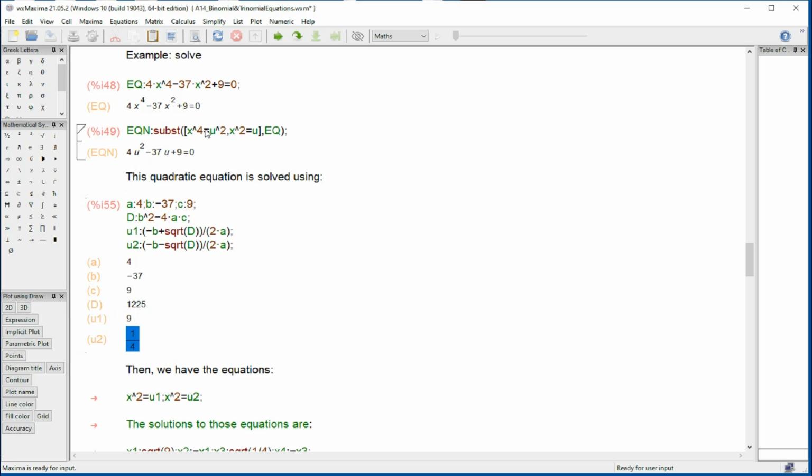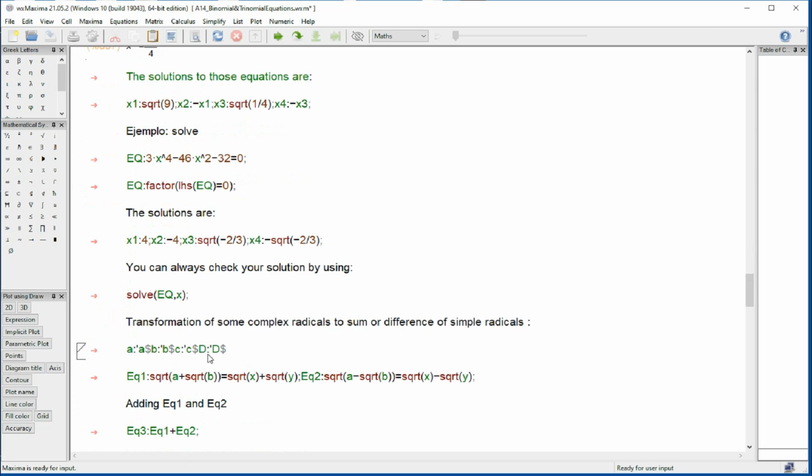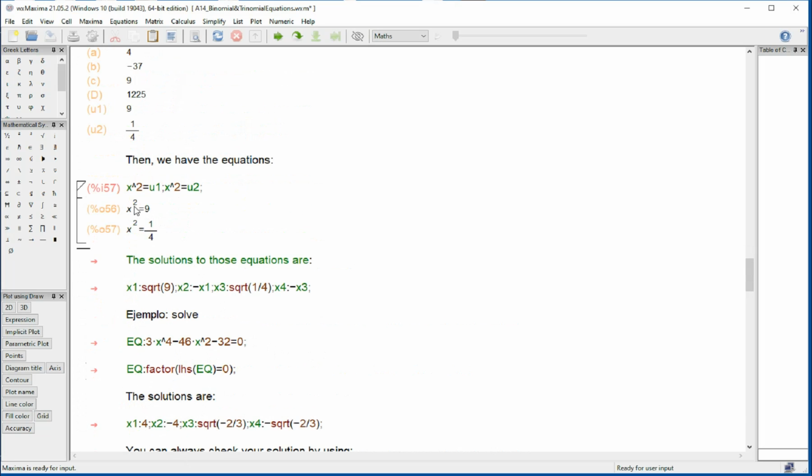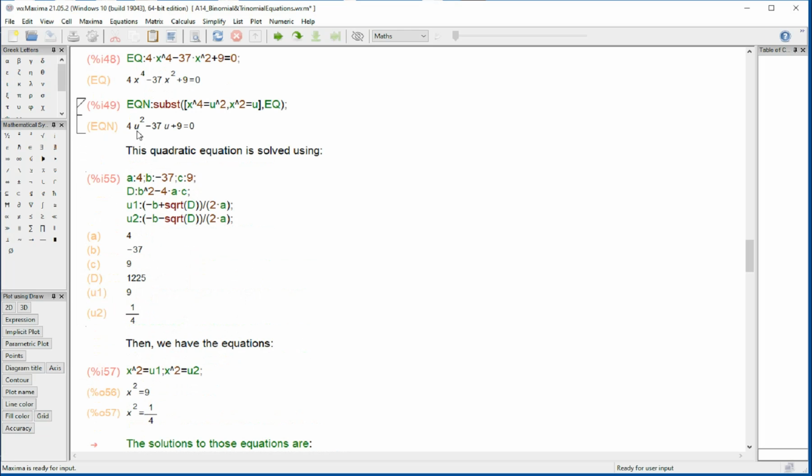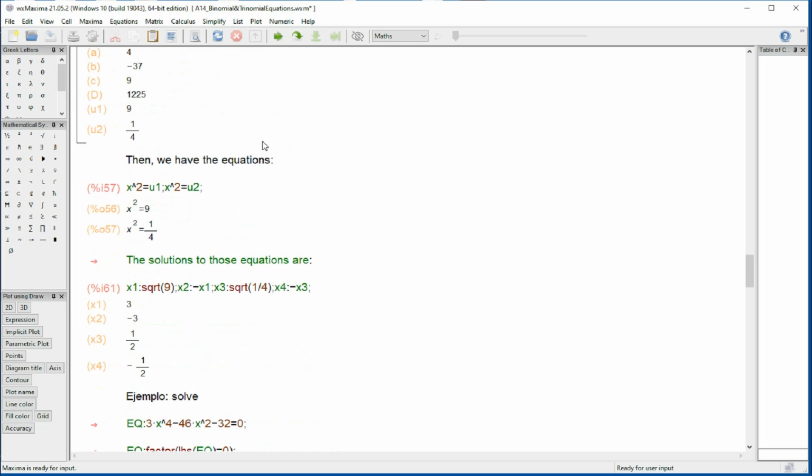But I do know that x squared is equal to u, and so that means x squared equal to u1 and x squared equal to u2. Basically, x squared equal to 9 and x squared equal to 1/4. Now, when I take the square root of an equation like this, I get plus or minus the square root of this value. So I just calculate the square root and then use the negative. These 4 are roots of the quadratic equation that was given over here.